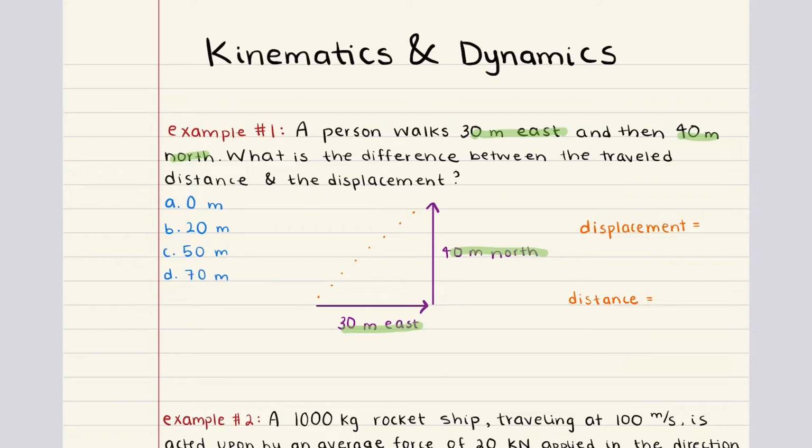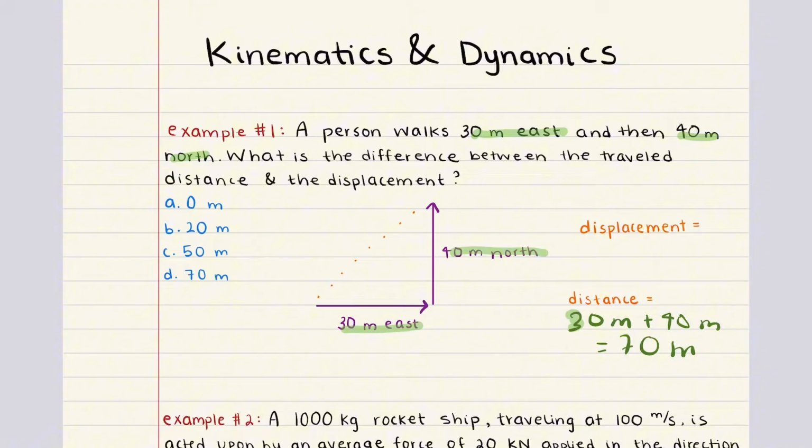To find the total distance, we simply add these two distances together. 30 meters plus 40 meters gives us a total of 70 meters. So the total distance traveled by the person is 70 meters.